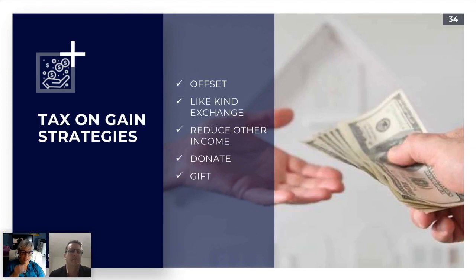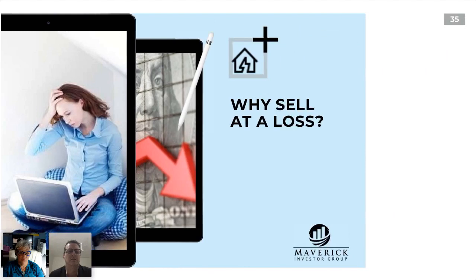Some of the things that we look at are the offset that I mentioned, like-kind exchange, and reducing your other income. Sometimes I have clients that are older and charitably minded, and so they end up donating a property. If you're going to do that, donate it before you sell it, so you get a huge charitable write-off. And some people want to gift it to their kids and start to deal with estate planning. Those are all strategies as you have value in property as you're moving forward.